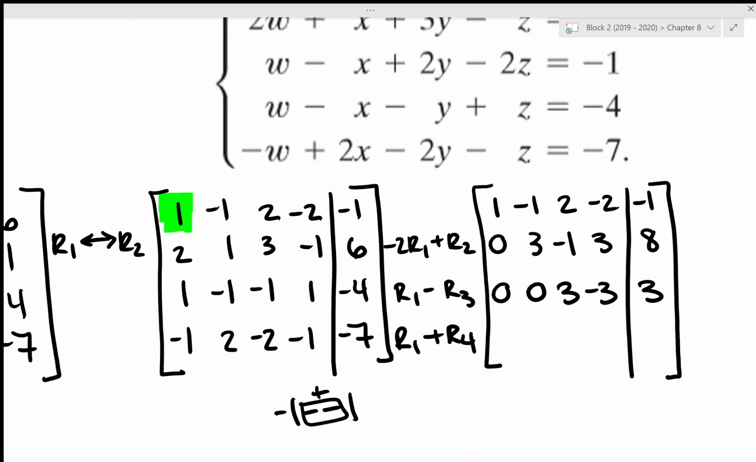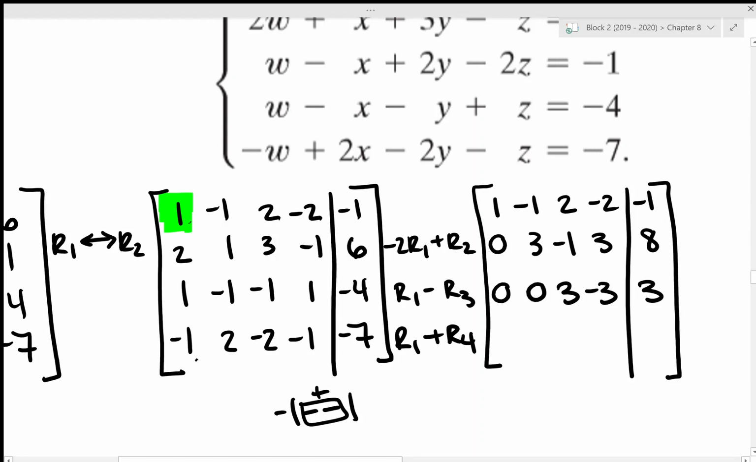Now row 1 plus row 4. So 1 plus negative 1 is 0. Negative 1 plus 2 is 1. 2 plus negative 2 is 0. And then negative 1 plus negative 1 is negative 2. And, wait, let me double check that I'm using the right row. I'm okay. Hold on one second. Okay, so row 1.